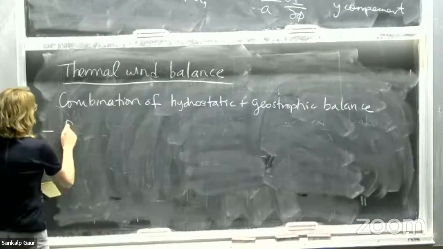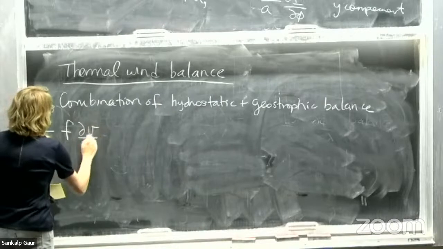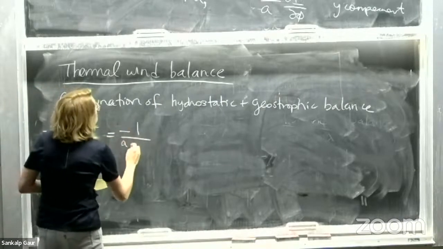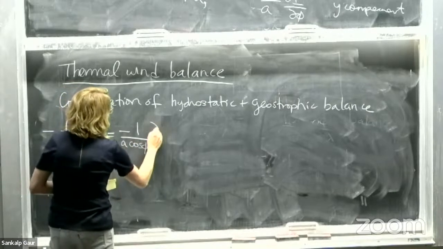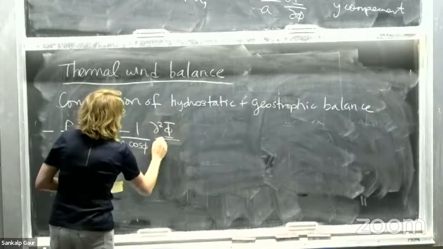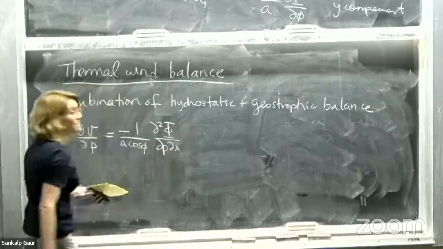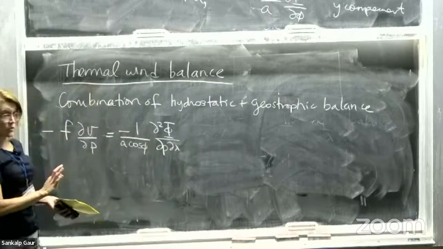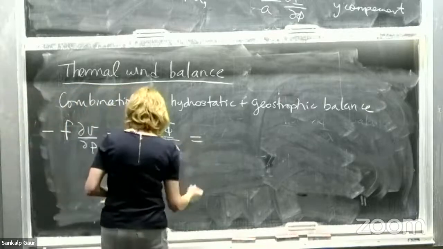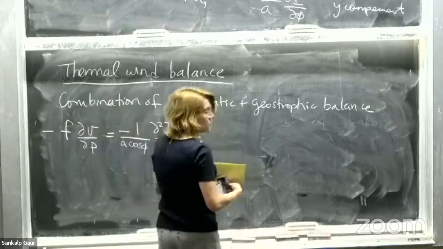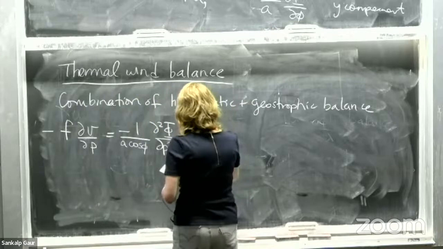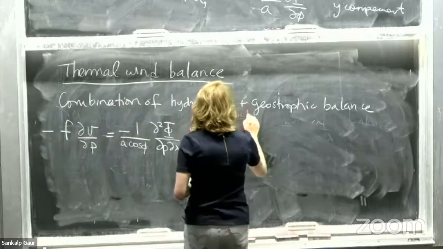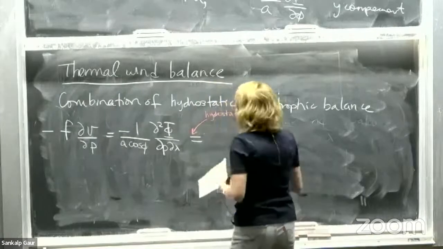So minus f dv/dp, and we have minus 1/(a cos phi) times the second derivative of phi with respect to pressure and longitude. So that's just geostrophic balance with a pressure derivative. Now, in this equality, I'm going to use hydrostatic balance, which allows me to, and you know, this is classic.